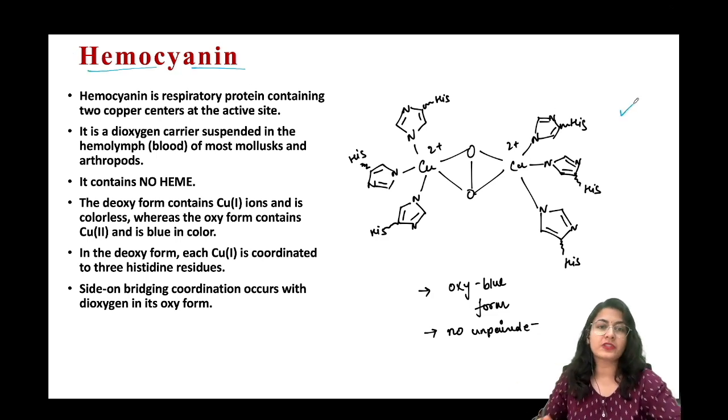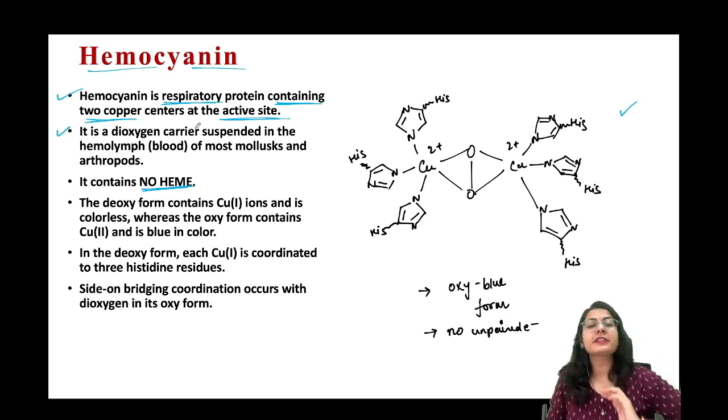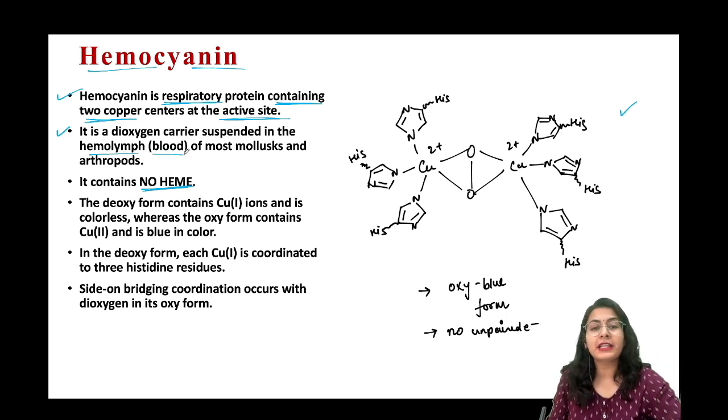This is the oxyhemocyanin. It actually has copper. It has a very simple structure as compared to heme. It contains no heme unit. Okay, so hemocyanin is a respiratory protein containing two copper centers at the active site. Very simple. It is a dioxygen carrier suspended in the hemolymph, that is the blood of most mollusks and arthropods. These are actually some classes of organisms, mollusks and arthropods.